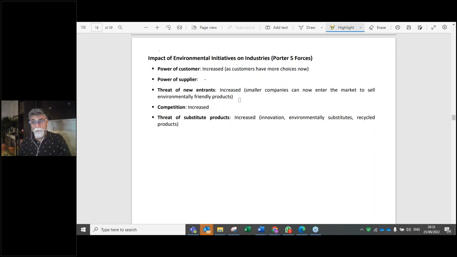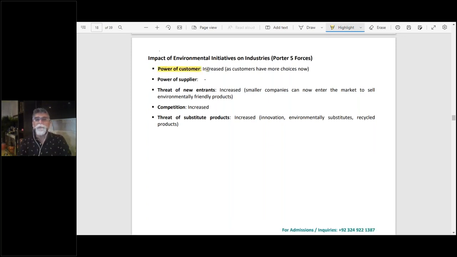Do you agree? So exactly. So now you understand. If there are many environmental friendly options, the power of customers will increase because customers will have more choices. Okay. Power of supplier might be neutral. Threat of new entrants. What do you think? The threat of new entrants in automobile has gone up?